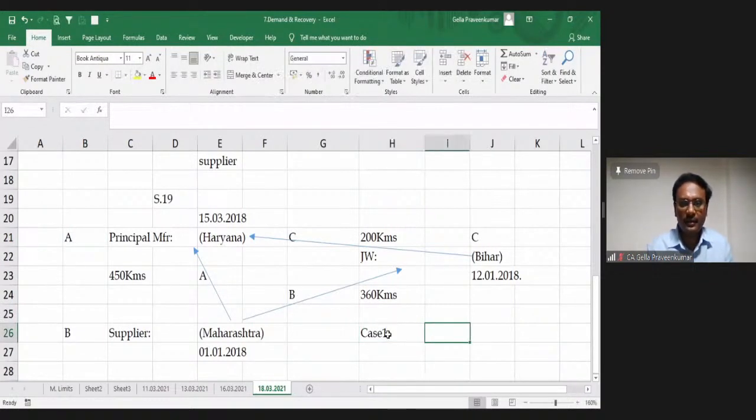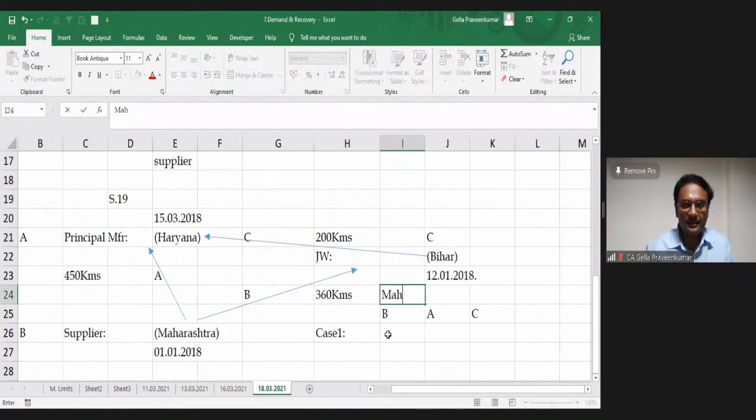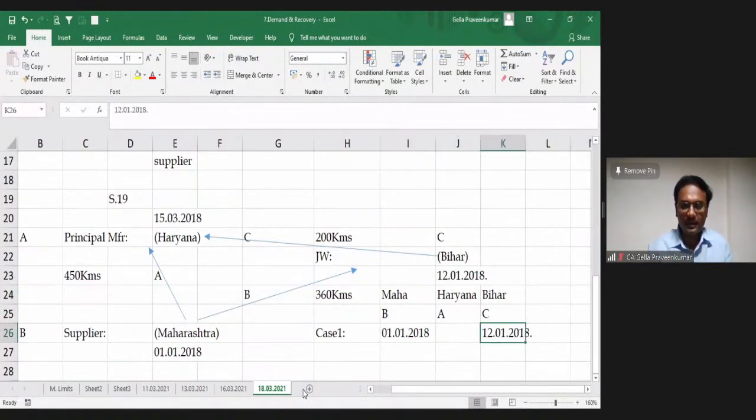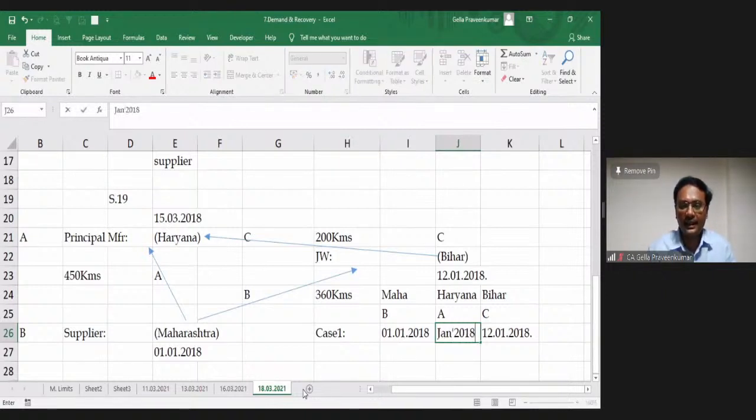Case 1. Now I'll put here B, A, C. Now B is in Maharashtra, A is in Haryana, C is in Bihar, right? Now B has raised an invoice on 1st January. These goods were received by C on 12th January. Now here A can account for that purchase, can also avail input tax credit during Jan 2018.